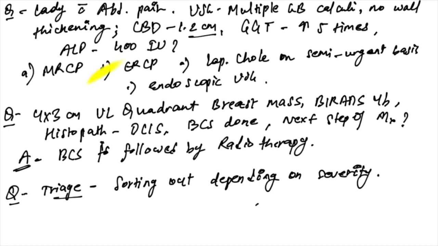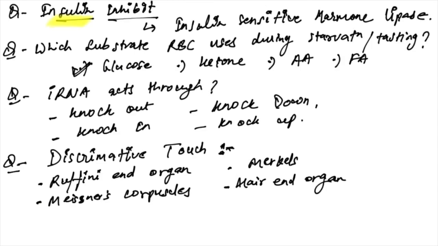And a 4 by 3 centimeter upper quadrant breast mass, BI-RADS 4B, histopathology is DCIS, and BCS, breast conservation surgery, is done. Next step of management: BCS is followed by radiotherapy. This is the answer for this. And what is triage? Triage is sorting out the patients according to the severity. This is very easy.